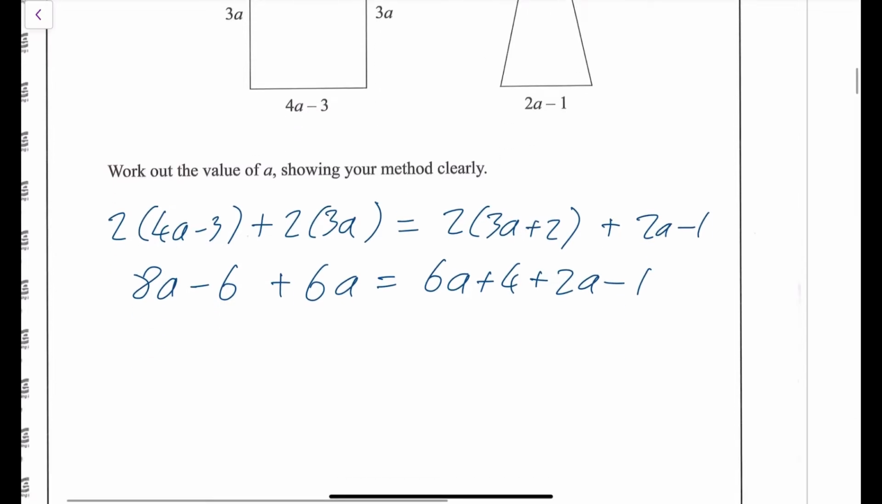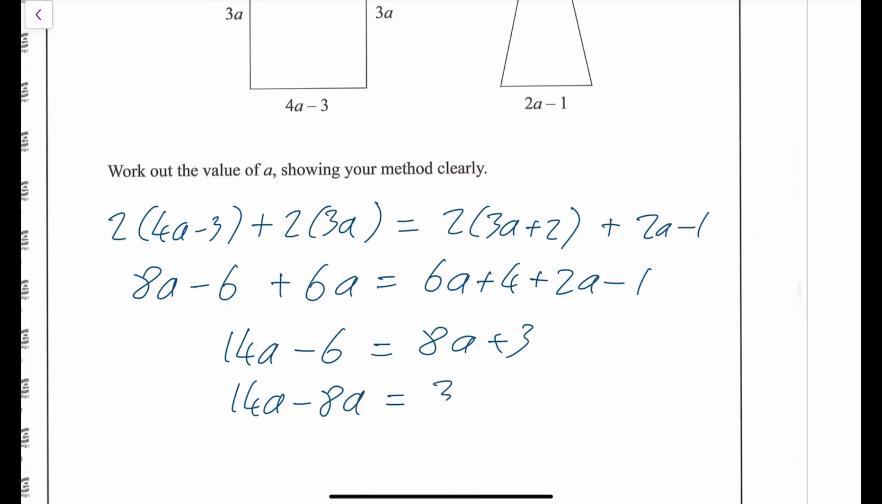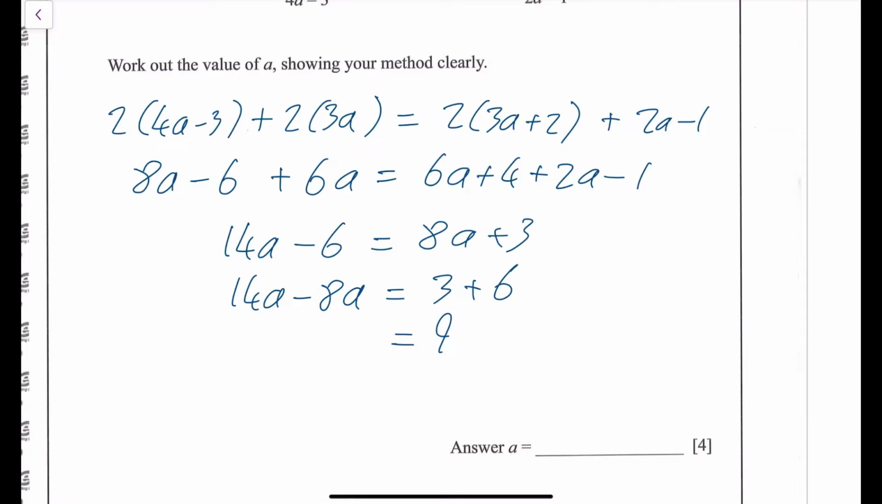I would tidy up the left-hand side. It's going to be 14A minus 6. Tidy up the right-hand side. It's going to be 8A plus 3. Bring all the A's to one side. I'll bring all my A's to the left, and I have 3 plus 6, you can see why I made that mistake, because it's going to be 9. And then on the left-hand side, it's going to be 6A. A then is equal to 9 divided by 6, and I would leave that as 1.5. 9 divided by 6 is 1.5.